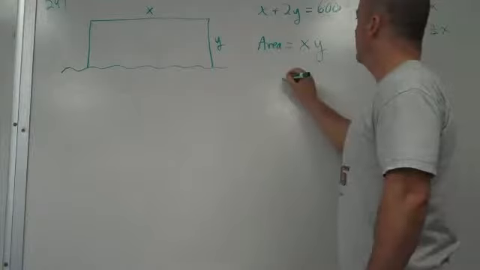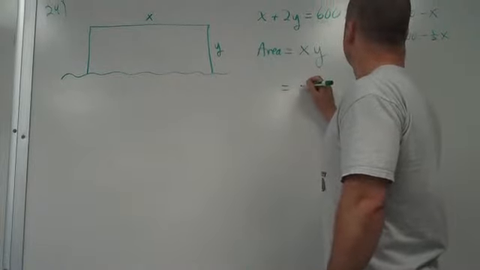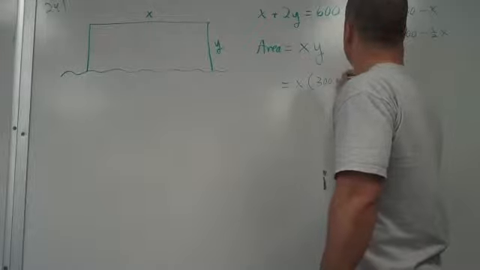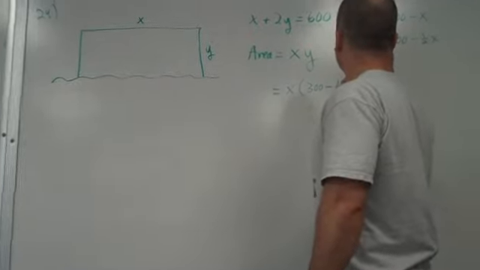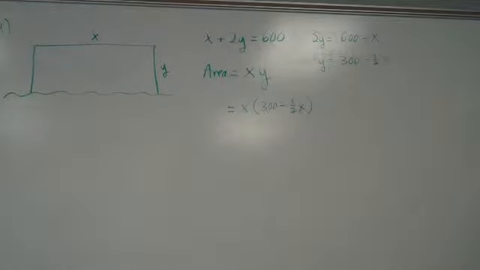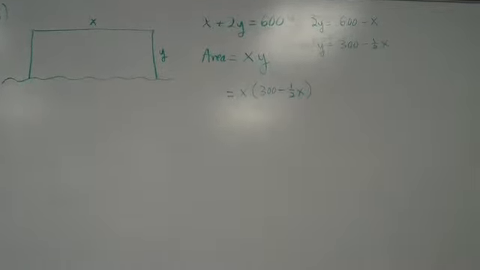Now my area is going to be x times 300 minus 1/2 x, and that will be my area. Drew, this does not necessarily mean you're wrong, because you could have done this the other way.